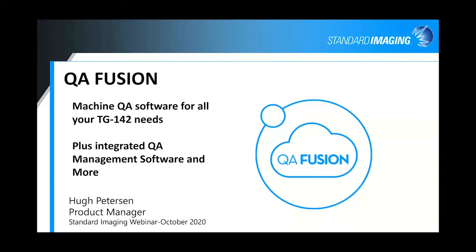I'm the product manager for half of what we have in QA Fusion. Today, we're going to talk about my portion of it, which is basically a machine QA software for all your TG 142 needs. The other portion is an integrated QA management software, our QA Pilot, and we've integrated these two packages into a single entity called QA Fusion, which not only allows you to do your machine QA, but also incorporate and integrate it into a management database package that we call QA Pilot.